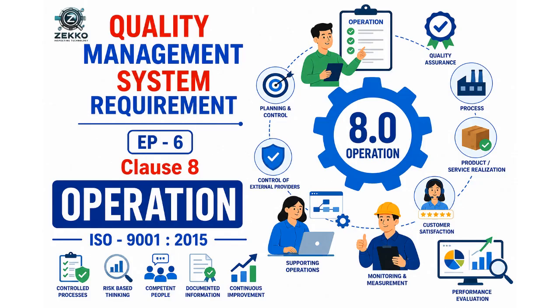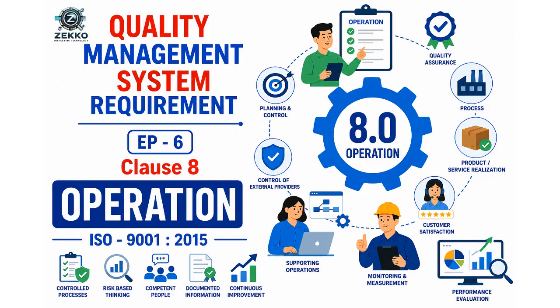In this ISO 9001:2015 series, today we are exploring Clause 8, that is operation, the core of planning, controlling and delivering quality products and services. Many organizations are certified to ISO 9001. However, deficiencies in operational implementation often prevent effective compliance. Is your organization fully meeting operational requirements? If not, then this video is for you.